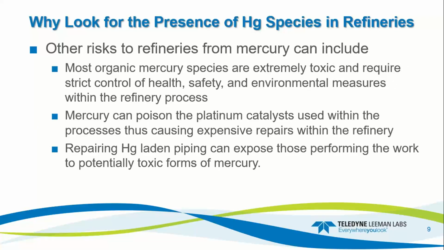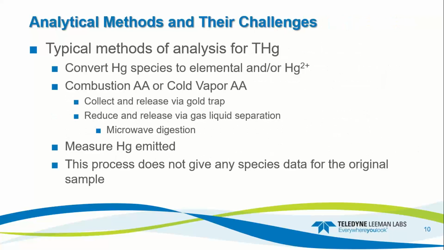Other risks within the refinery from mercury include that most organic species are extremely toxic and require strict control of health, safety, and environmental measures. Mercury can poison platinum catalysts, which would make for very expensive repairs within the system. And also, if workers are repairing pipes, mercury-laden piping can expose those performing the work to potentially toxic forms of mercury.